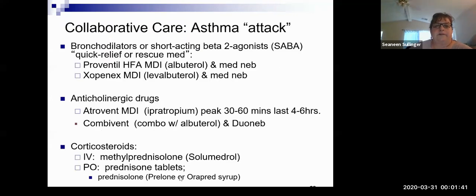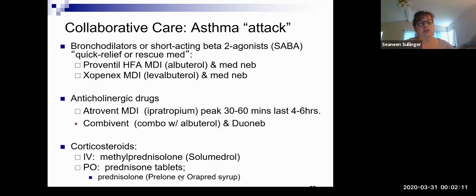And then different collaborative care. Ooh, back to the medications. I told you we would come back to this, the beta agonists. So bronchodilators, or the short-acting beta-2 agonists, the SABAs, are your rescue meds. So Proventil, which is albuterol, Xopenex is another one. And those both can come in MDIs, the metered dose inhalers, or as medication nebulizers.